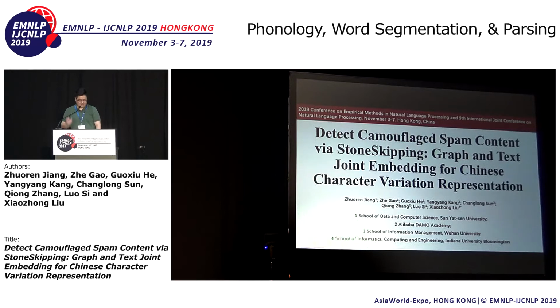Our research work is titled "Detect camouflaged spam content via StoneSkipping: graph and text joint embedding for Chinese character variation representation." Only when I read it, I realize this title is really too long. Anyway, this is a joint work of CNC University, Alibaba Damo Academy, Wuhan University, and Indiana University, Bloomington.